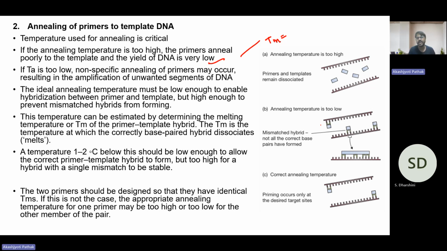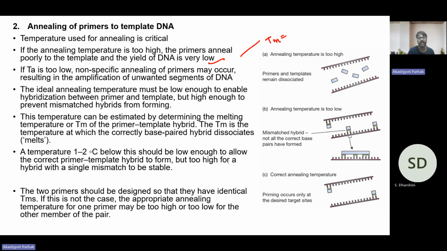So you can see this figure. If it is too low, it is going and binding anywhere on the DNA. Okay. So this will give you a mismatched hybrid and not the correct result. So you have to set a correct annealing temperature, and this step requires a lot of optimization. You may have to run several PCR reactions. So you have to do a gradient PCR and see what is that particular temperature at which your PCR primer is getting bound to DNA. Okay.